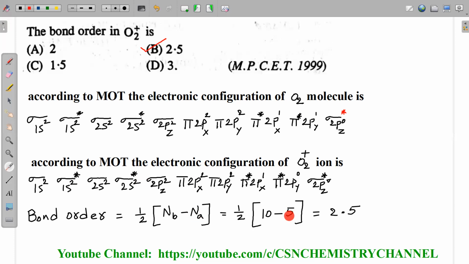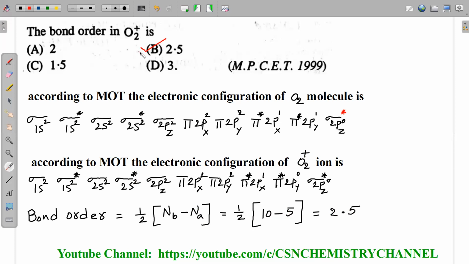So here I am substituting the value 5. 10 minus 5 is equal to 5. 5 by 2 is equal to 2.5. So according to molecular orbital theory, O2 plus has a bond order of 2.5. So the answer is option B. Very, very, very important model.